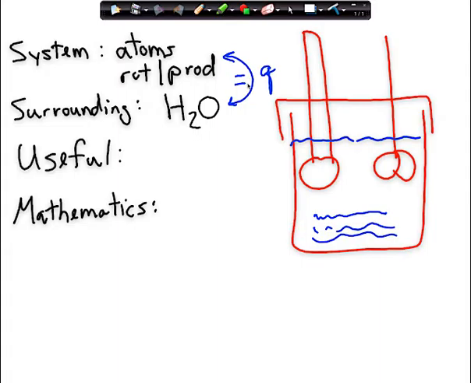So then, guys, what about this? What kind of reactions would this be useful for? Actually, no. You can't burn stuff underwater, kiddos. So guys, what kind of reactions would this be useful for? Aqueous reactions. Anything that happens aqueously, you can do in a coffee cup calorimeter.